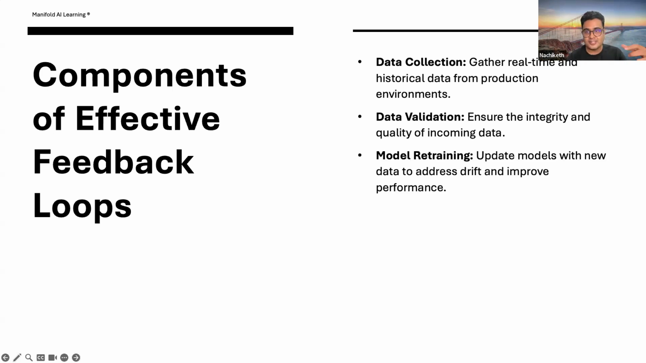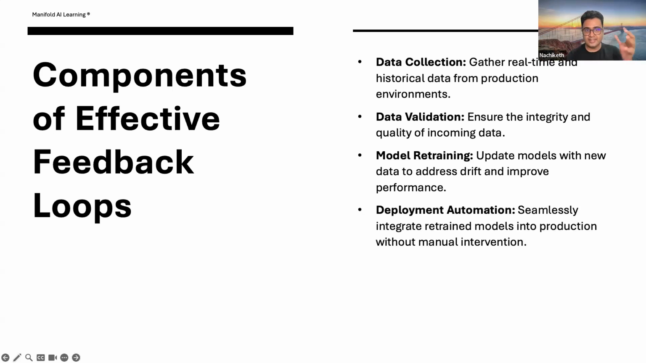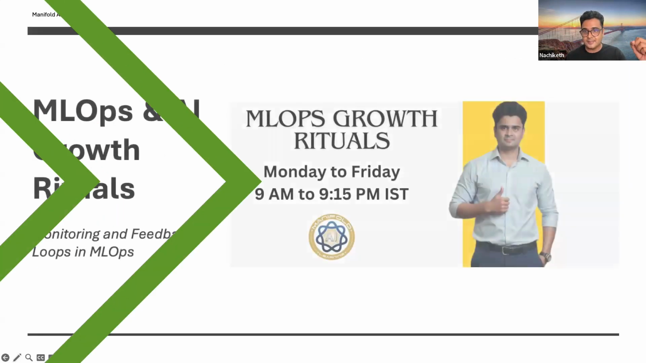And model retraining is one other example, where we update the models with new data, along with deployment automation. So these are all the common components for effective feedback loops whenever we are implementing an MLOps project, guys. So this was a quick walkthrough and an idea about monitoring and feedback loops in MLOps.